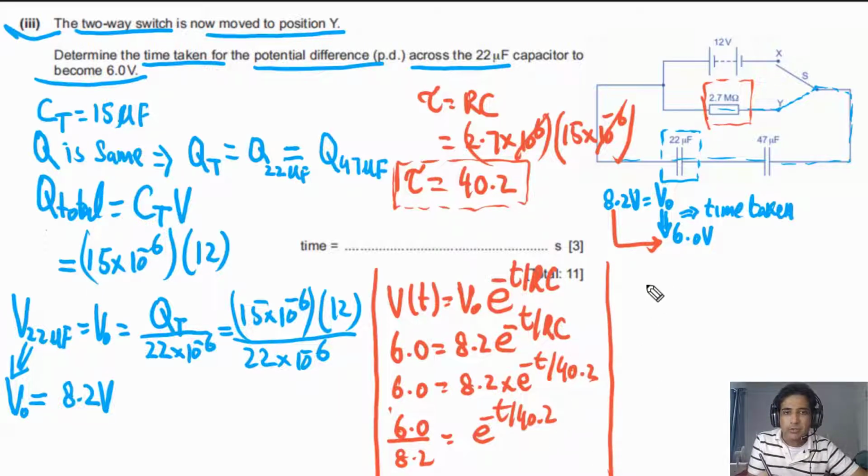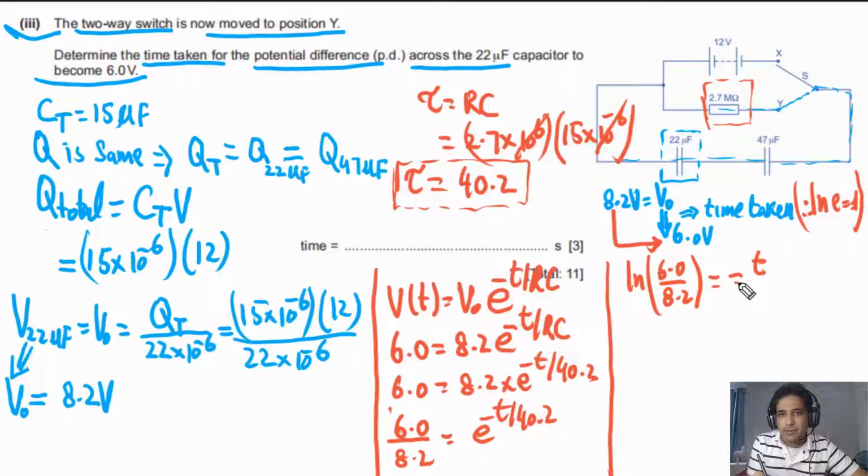Now we can take the natural log on both sides. We will get the natural log of 6.0 divided by 8.2. On this side we will get minus t, because the natural log of e is equal to 1. This is a point you need to understand: the natural log of e is equal to 1. So we have minus t divided by 40.2.